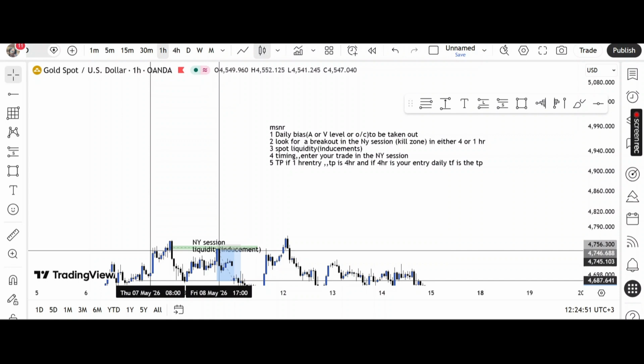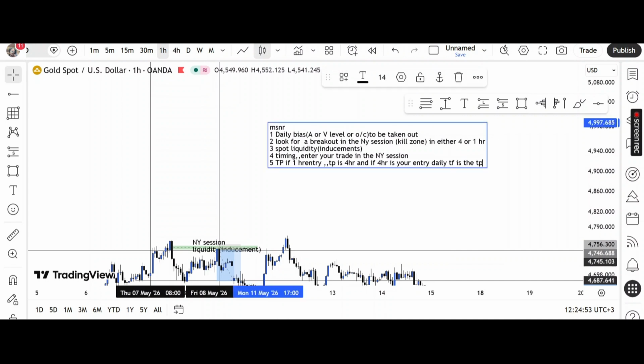Then you must spot liquidity. This is key. Spot liquidity. This is key. That is key. That is the main thing actually. You spot liquidity. Then your timing to enter the trade is in the New York session, or don't enter the trade at all. If not the New York session, you don't enter.